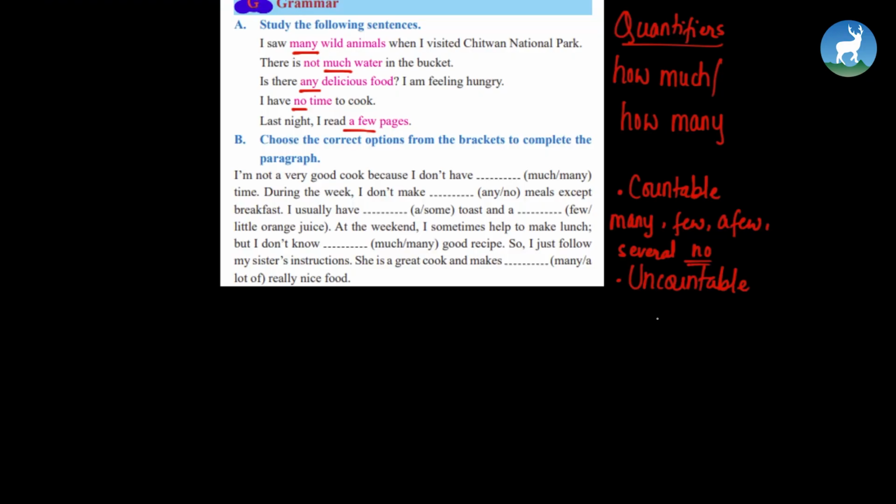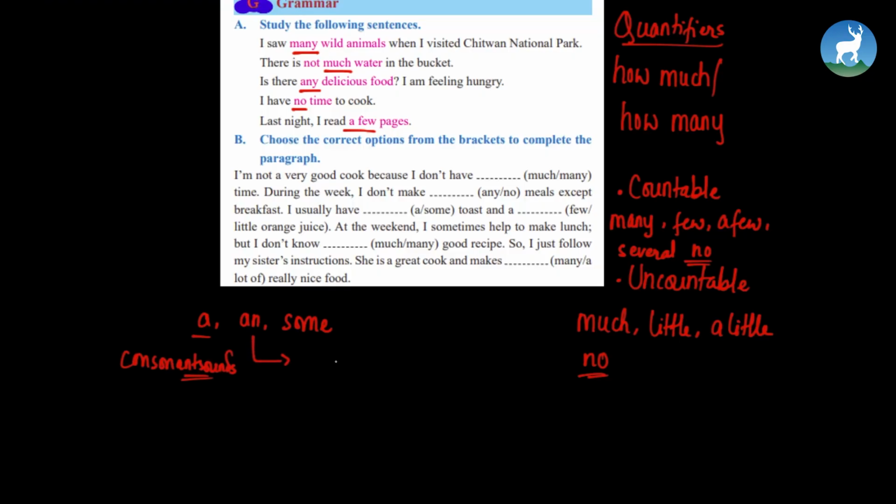And for uncountable nouns, as they are not counted individually, for example, water, rice, even happiness, we use quantifiers like much, little, a little, and even no with uncountable nouns. We also need to know about a, an and some. For quantifiers, a is used before words starting with consonant sounds, and not just a letter, okay?